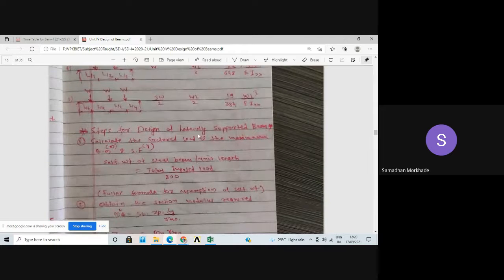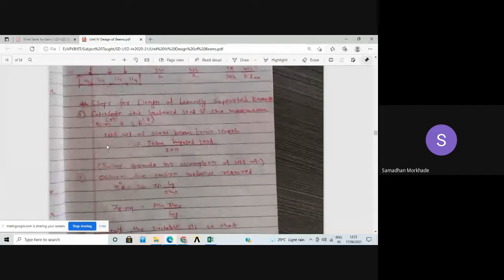Steps for design of laterally supported beam, that is, laterally restrained beam. Okay, so step number 1, calculate the factored load and maximum bending moment and shear force. If the load is given as a working load, we have to make it a factored load by multiplying by 1.5, the load factor.